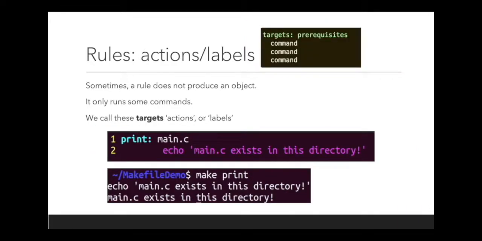And there is a special kind of target called actions or labels. These are targets that will not be produced, but only actions. And you can see in the screenshot below, print is the label or action. It only echoes a sentence. No file called print will be produced.